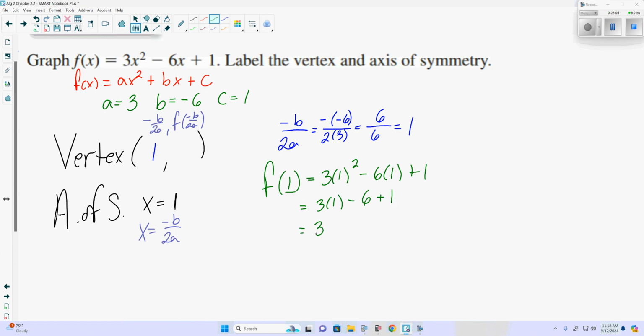Well, 3 times 1, as we already know, is 3. 3 minus 6 is negative 3, plus 1 is? Because when we add or subtract, we do it left to right. So addition, subtraction, multiplication, division, we do it left to right as it occurs. So it'd be 3 minus 6, which is negative 3, plus 1 is negative 2. But it works out the same. So the y value of the vertex is negative 2.